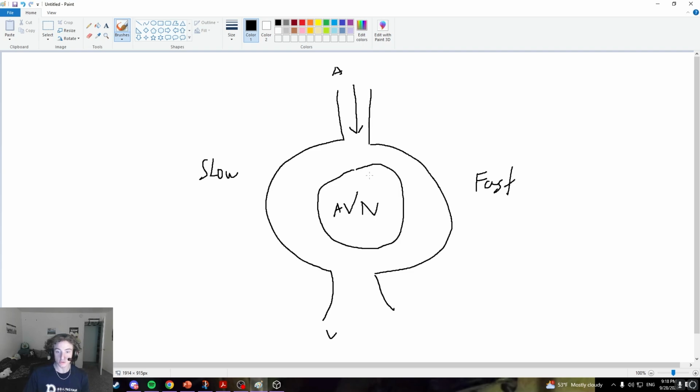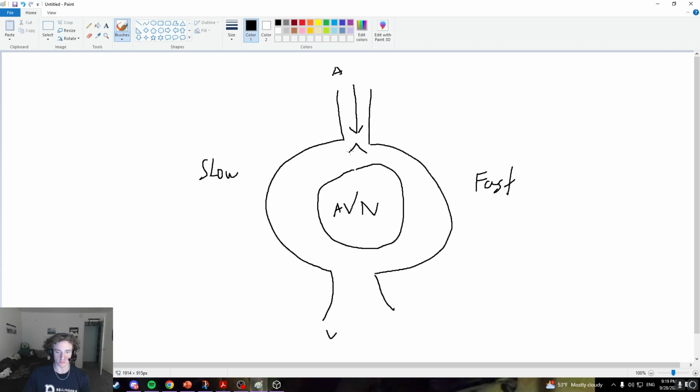AV node. Okay, so one thing about the slow pathway is that it has a very, well, actually, before we get to that, so signal comes down, and what's going to happen? Well, it's going to split. So the signal's going to split. It's just going to go to whatever conductive system or conductive tissue that it can go to, right?